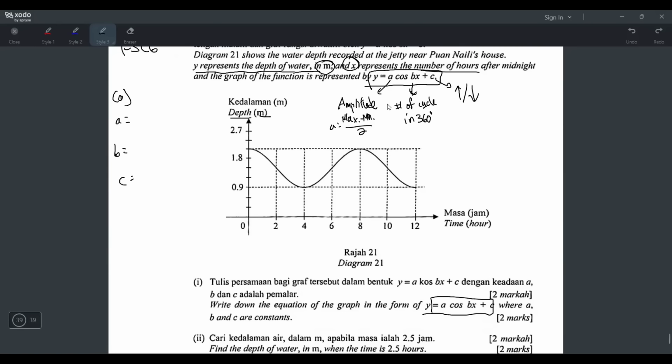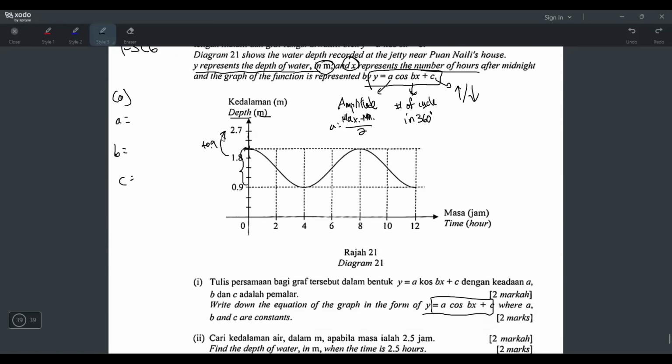Okay, let's find out the amplitude first. So amplitude, so we can see the maximum is here, right? Until here. But we need to know this one how much. So what we can do, we can find the difference here first. So I'm going to press 2.7 minus 1.8. And then after I get the difference, I divide by 1, 2, 3. Yeah, because there's 3 potongan here. Okay, 2.7 minus 1.8 is 0.9.